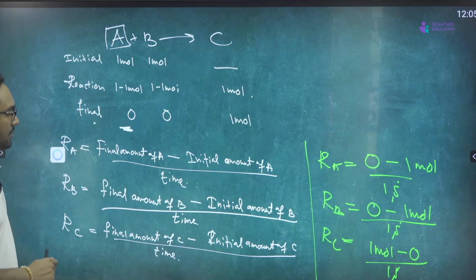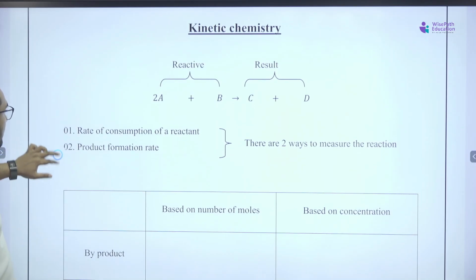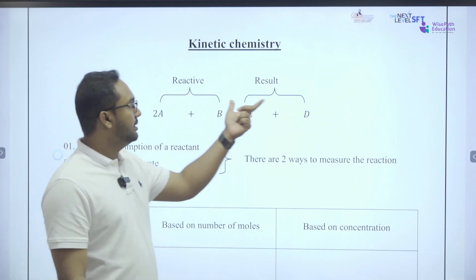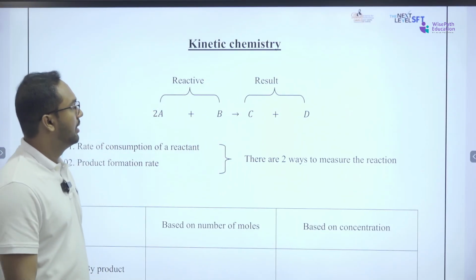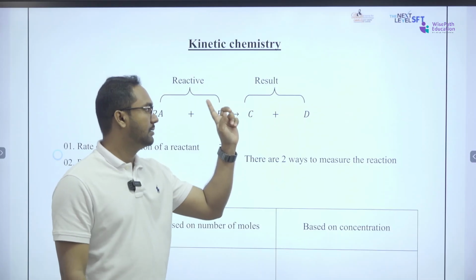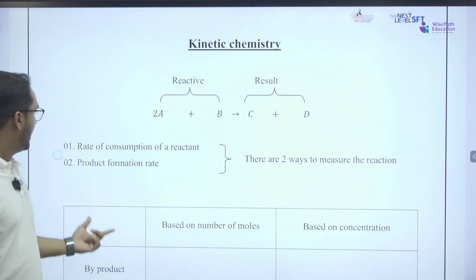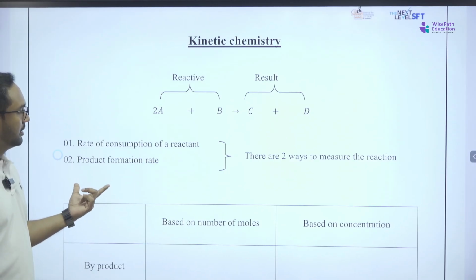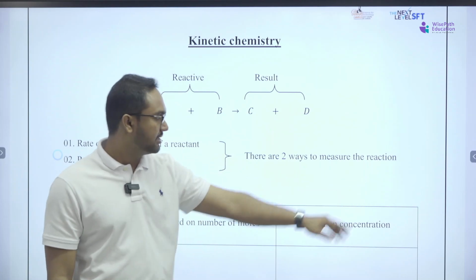Right. So the reactants and the products: 2A plus B is reacting and producing C plus D, right? And for the rate of consumption, there are two ways to measure the rate of reaction.